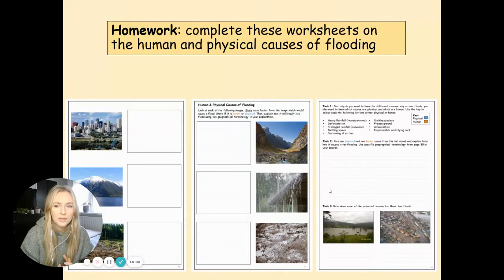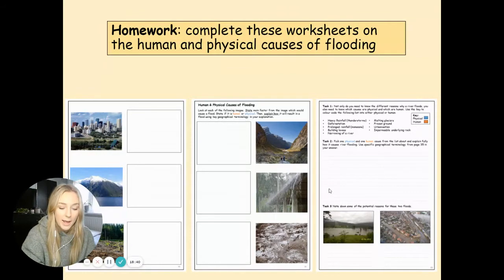But like always, if you don't have those colours at home with you, you can just write physical or human beside it. It does the same thing. Then in task 2, it says pick one physical and one human cause from the list above and explain fully how it causes river flooding. Use specific geographical terminology in your answer.